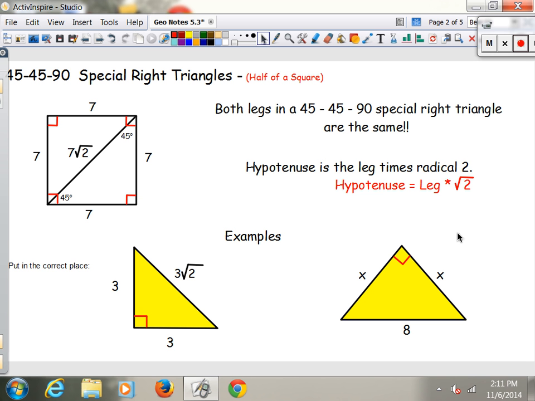So our hypotenuse equals the leg times radical 2. We know the hypotenuse is 8. We want to find the leg.